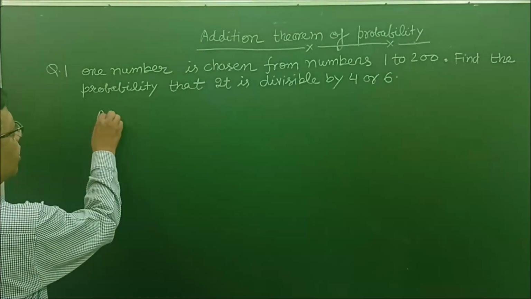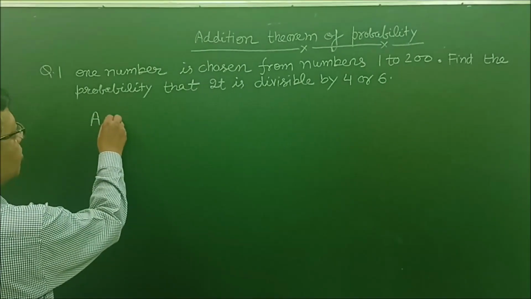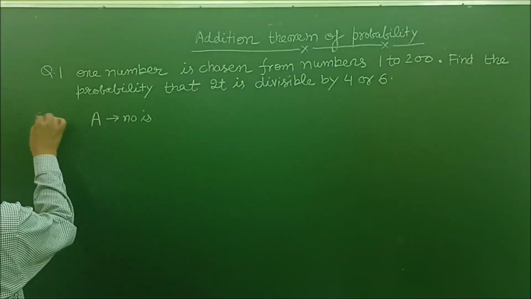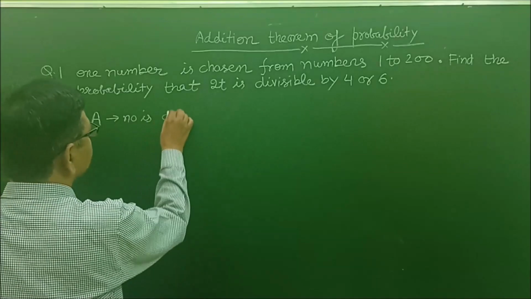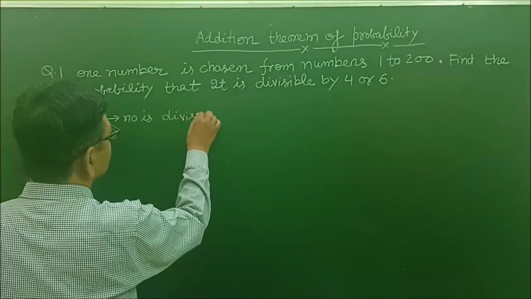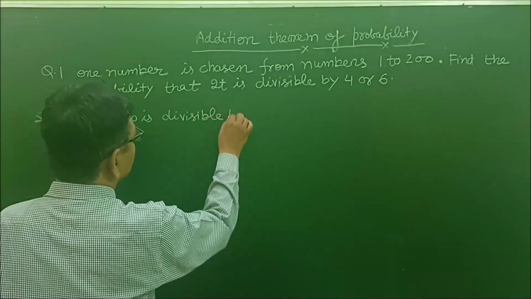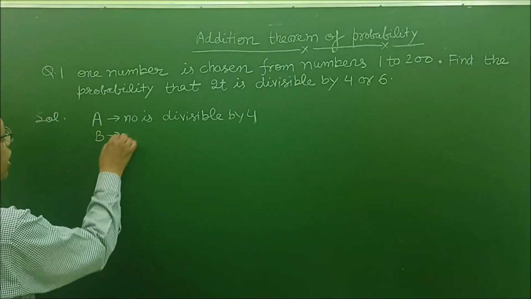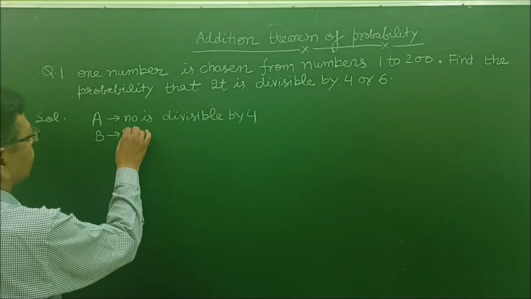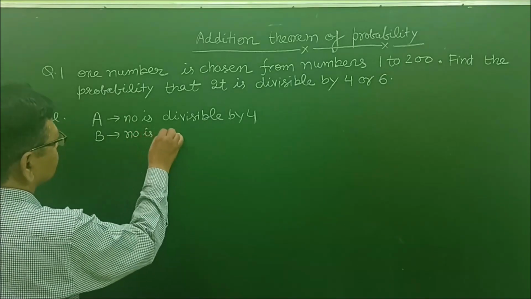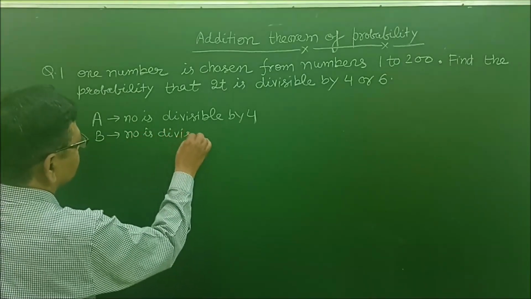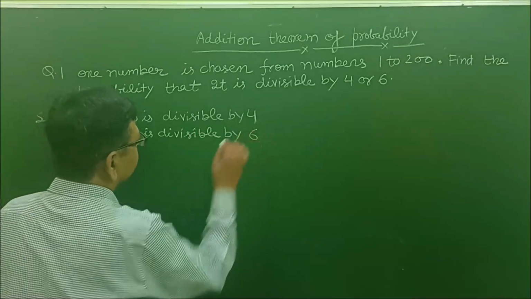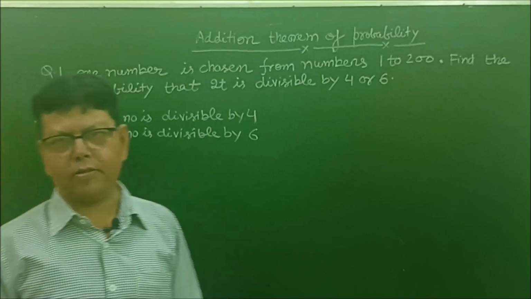Event A is the number is divisible by 4. Event B represents the number is divisible by 6. Now first let us form the sets.